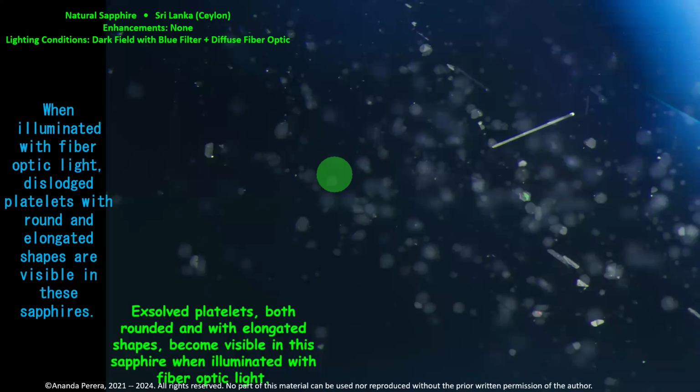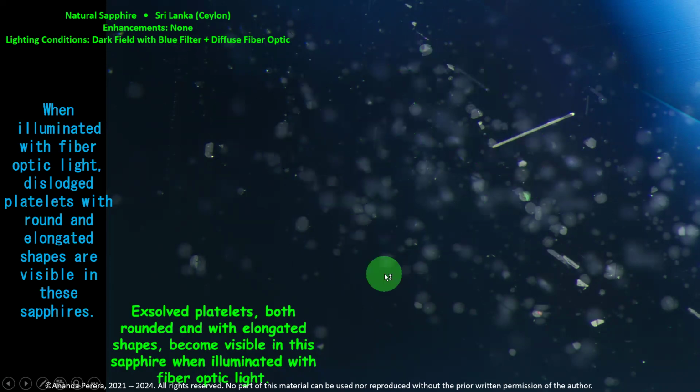And look at this. This picture is taken with the lighting conditions dark field with blue filter. Dark field, you know the dark field illumination, and the blue filter. With the blue filter, we can use dark field illumination. It is one of the lighting conditions. Plus another one is diffuse fiber optic light. These two lighting conditions are used together to check this inclusion in a Sri Lanka no-heat-treated stone.